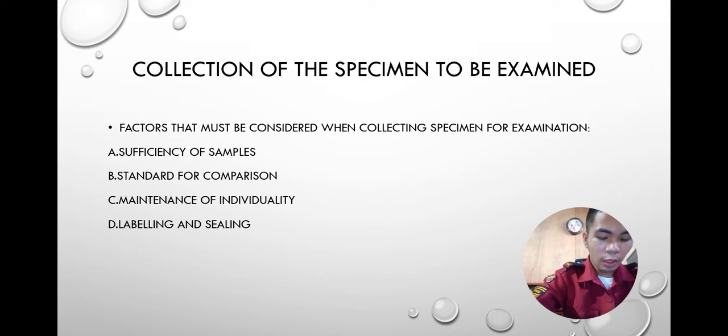So the next is letter C, maintenance of individuality. Each piece of evidence must be collected and preserved as a separate sample. There must be no mixing or intermingling of specimens collected from different locations, as well as those of standard specimens.